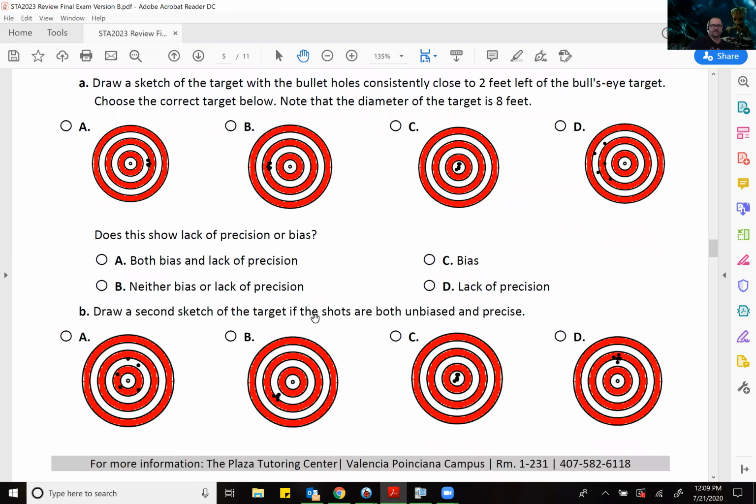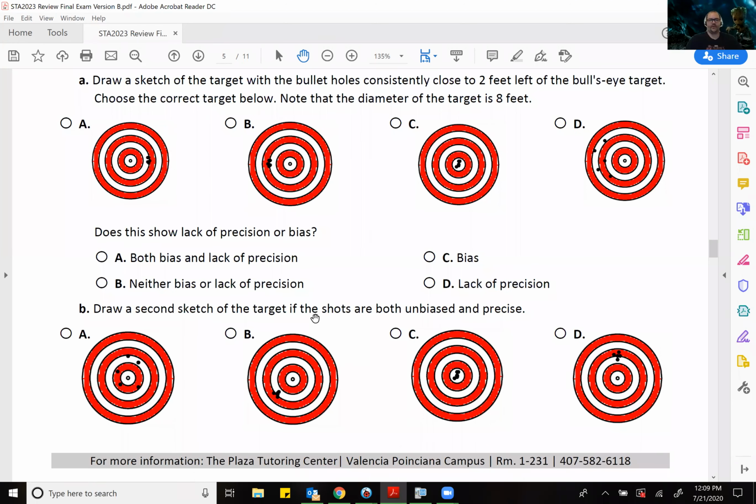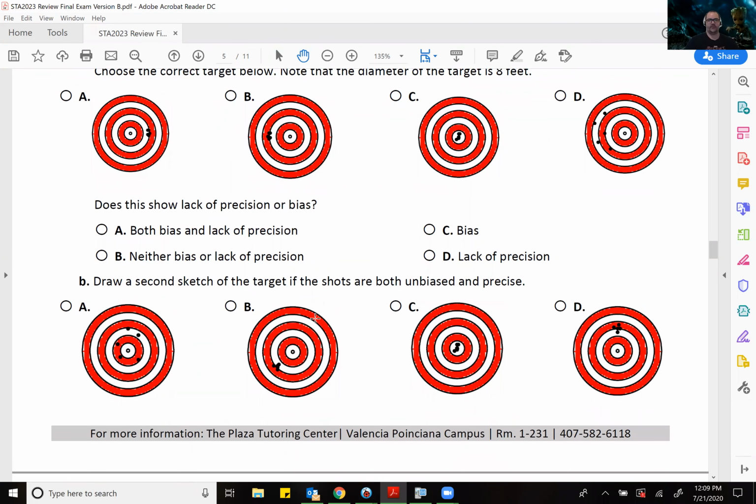So draw a second target if the shots are both unbiased and precise. That means no bias and we're good. So that would be C. When you're hitting the bullseye consistently, that's unbiased and precise. Because you're unbiased, that means you're very accurate. And precise means that all of your bullets are clumped together. Okay?